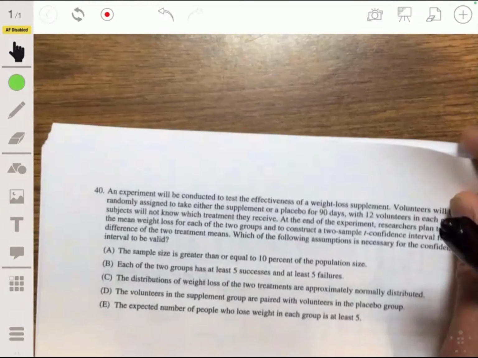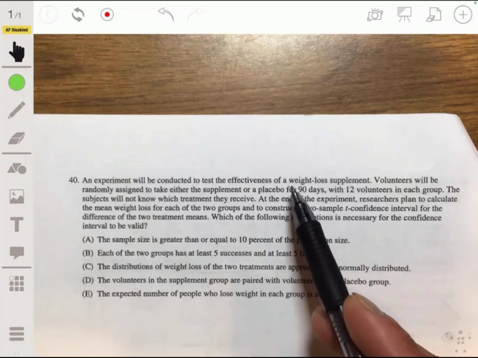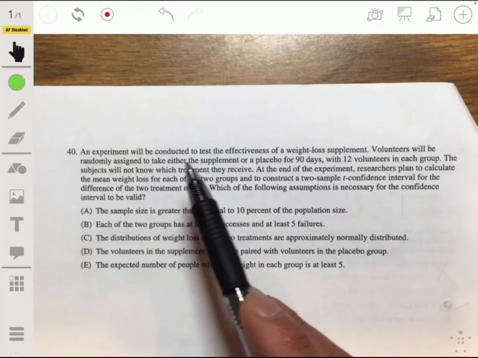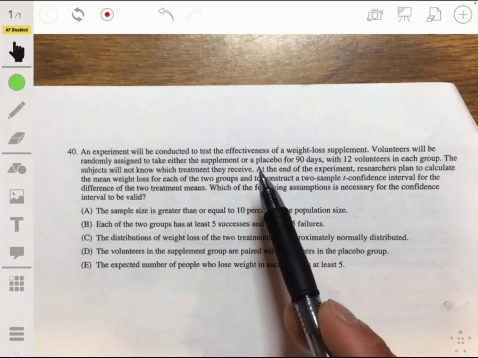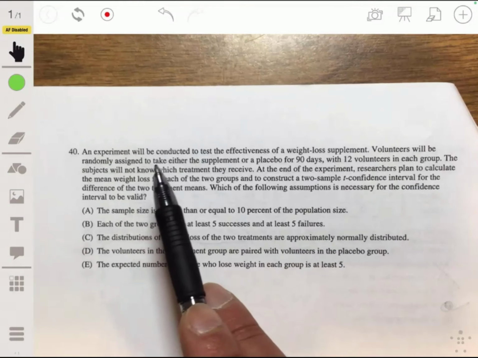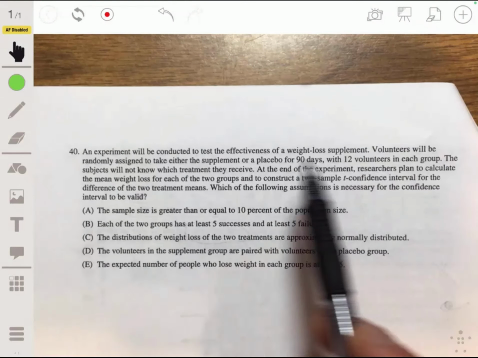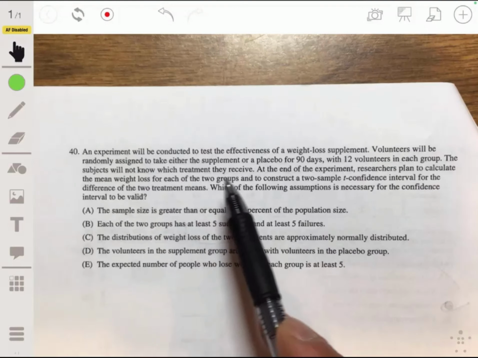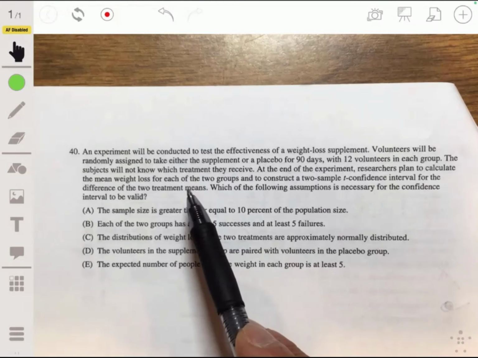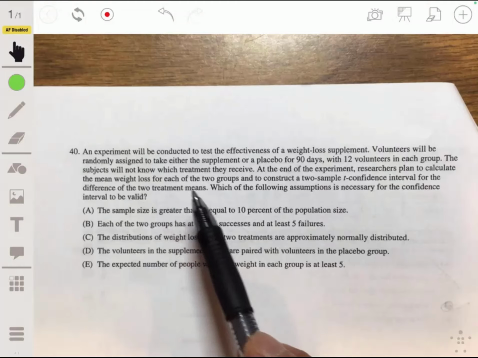And the last one here. An experiment will be conducted to test the effectiveness of a weight loss supplement. Volunteers will be randomly assigned to take either the supplement or a placebo for 90 days, with 12 volunteers in each group. The subjects will not know which treatment they receive. At the end of the experiment, researchers plan to calculate the mean weight loss for each of the 2 groups and to construct a 2-sample t-confidence interval for the difference of the 2 treatment means. Which of the following assumptions is necessary for the confidence interval to be valid?